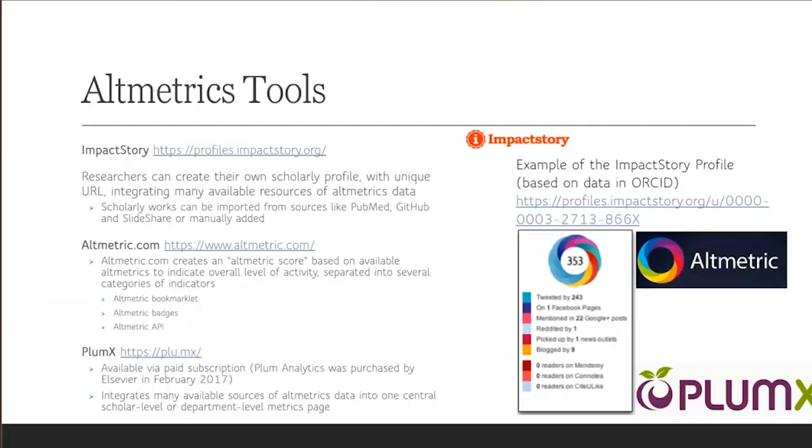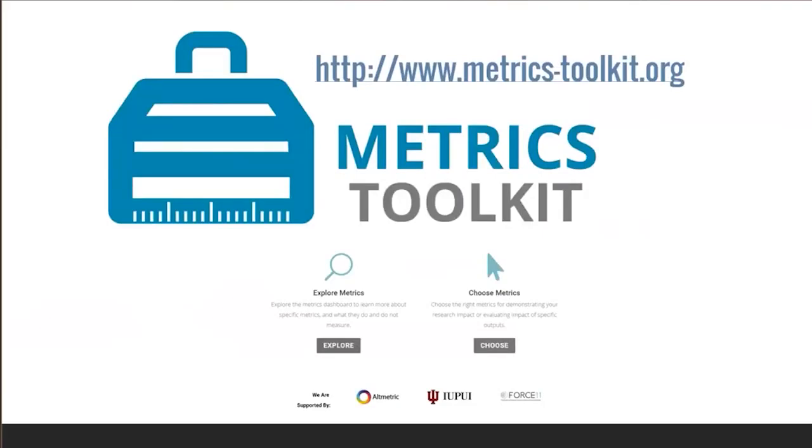There's also PlumX, which is available via paid subscription, and they're owned by Elsevier, so I don't really care for them. But it does integrate different sources of AltMetrics data into one central scholar level or department level metrics page. There's also the metrics toolkit, which helps individuals look at all of the different options out there and figure out what they want to use and how to translate their impact. They can also look at their impact as a whole as one author, or at specific outputs, so specific articles or data sets, and how that works for them.